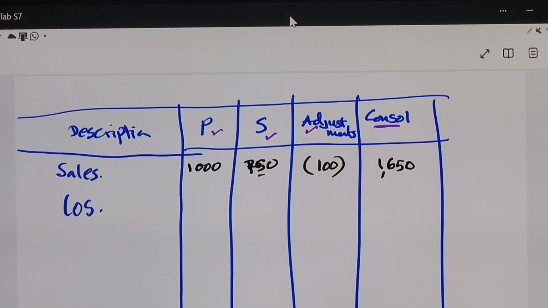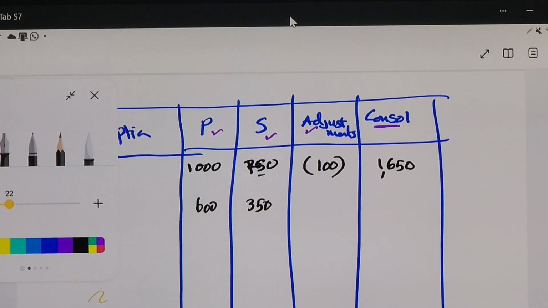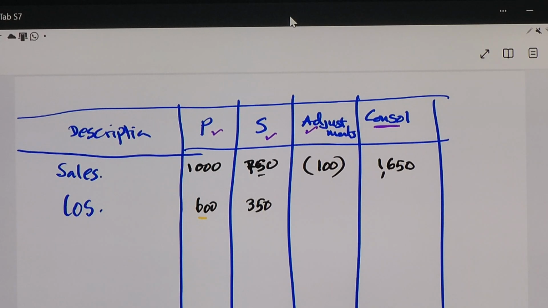Now we come on to talk about cost of sales. Let's assume the cost of sales for the parent is 600 and for the subsidiary 350. Now who purchased? The parent purchased from the subsidiary 100. Now this 600 includes that 100. Yes or no?